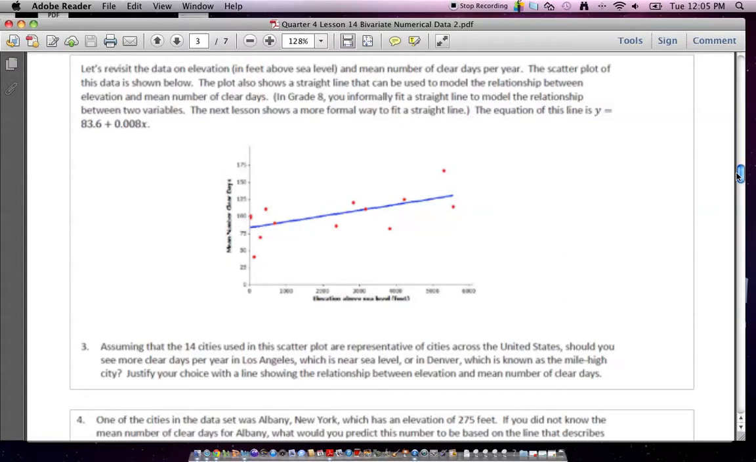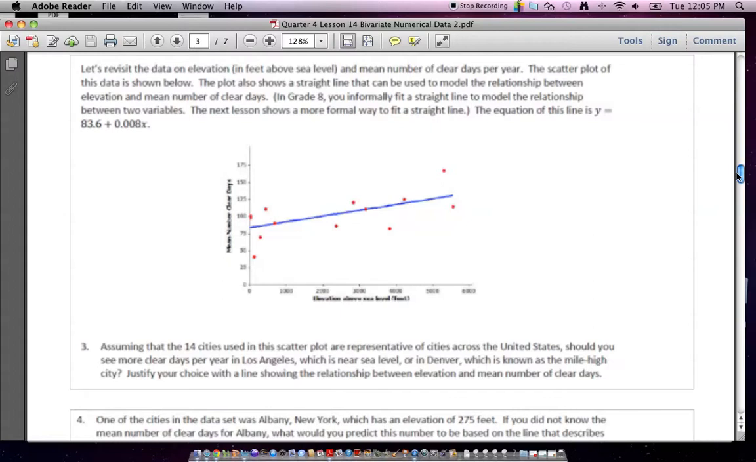More clear days. What does the bottom axis represent? Elevation. What does the vertical axis represent? The number of clear days. So when are you going to get more clear days? At sea level or at a high altitude? High altitude. High altitude. Very good. So you should expect to see that.